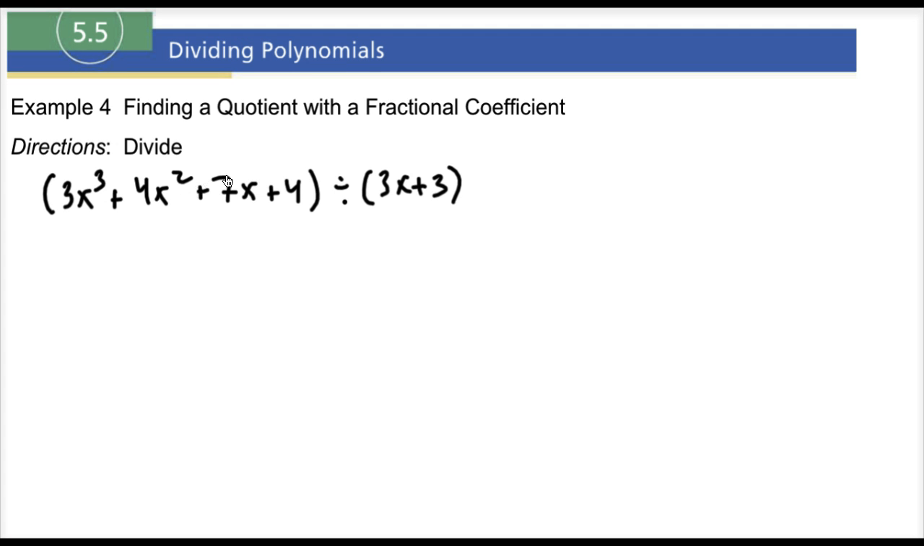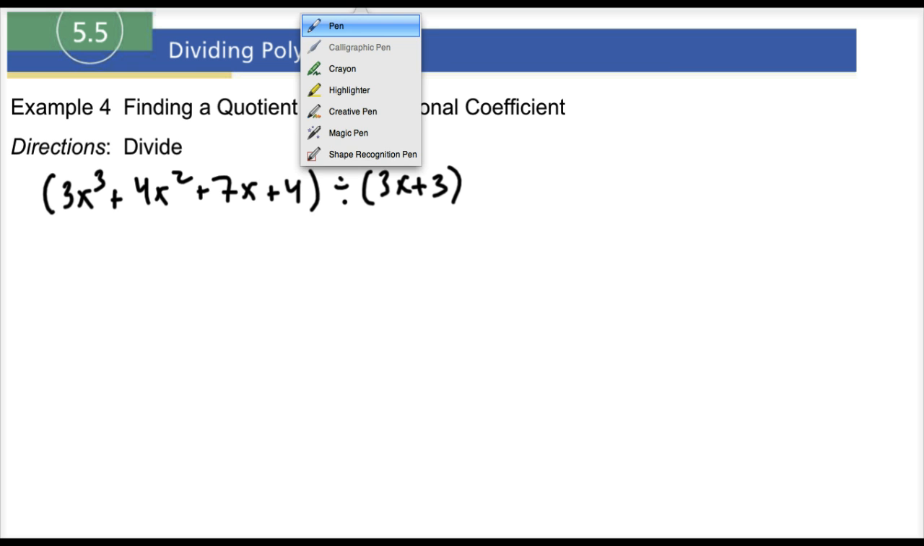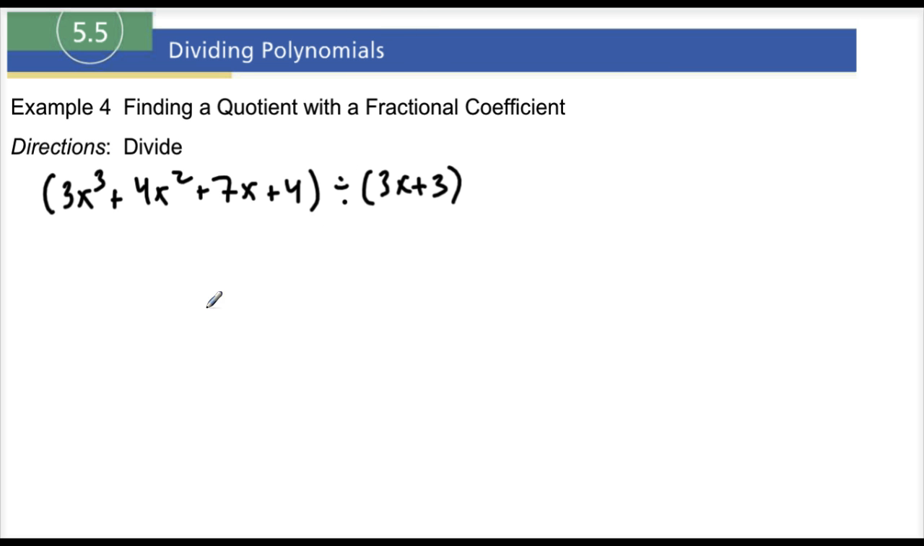All right, we're going to go ahead and divide this polynomial by this polynomial, and we're going to be having some fractional coefficients, which we'll see when we look at the quotient here. All right, so let's go ahead and start cracking down here. So we have 3x plus 3.